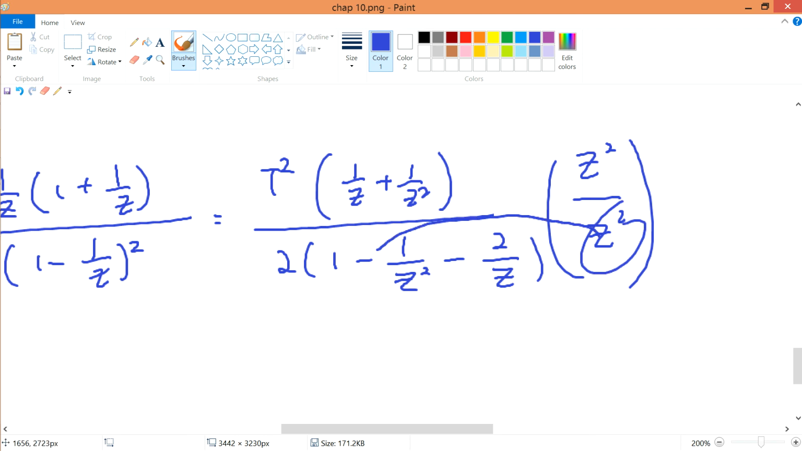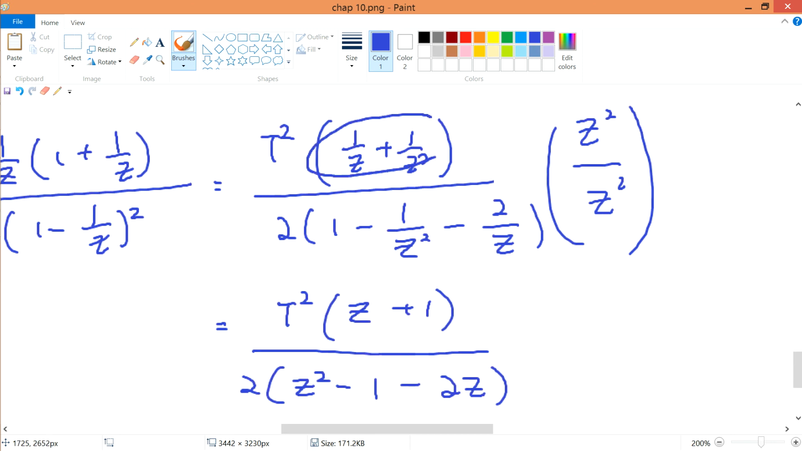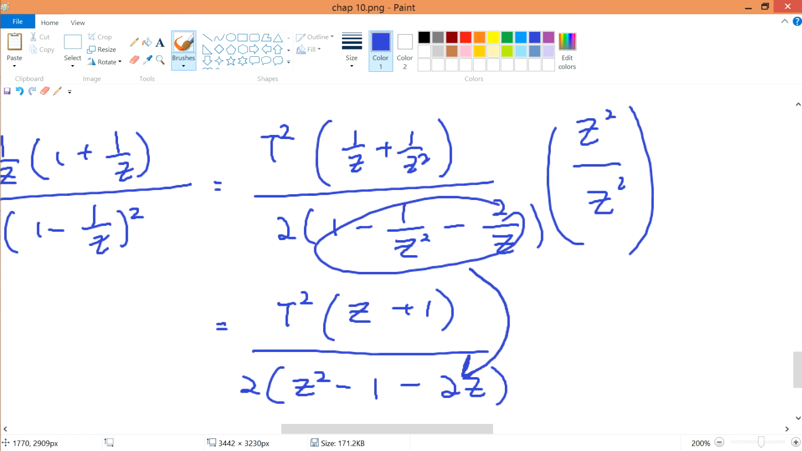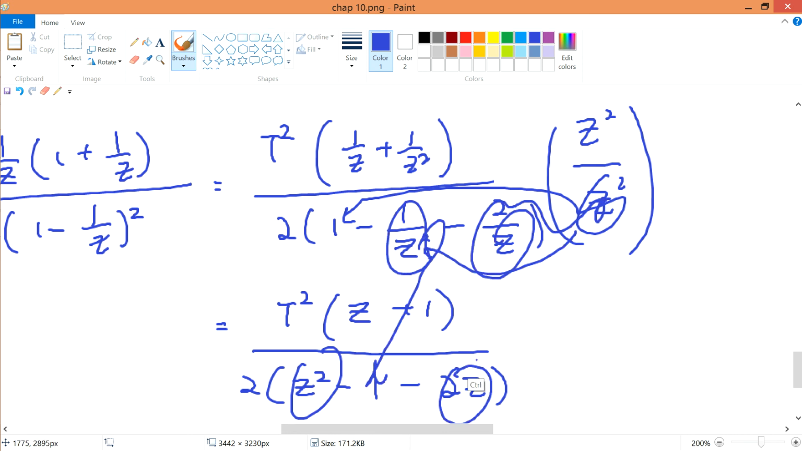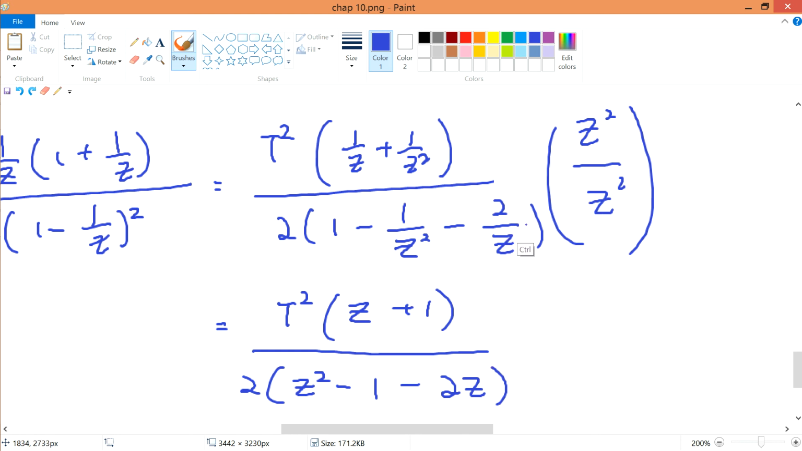Same thing over here, I multiply each of them all along. I'll not go through the steps, you can also go and settle. What we have is this thing. This thing becomes this one, and this thing over here becomes this thing. You just see z squared times 1 is z squared, and z squared times 1 over z squared is 1, z squared times 2 over z is 2z. z squared times 1 over z is z. z squared times 1 over z squared is 1. Things like that.